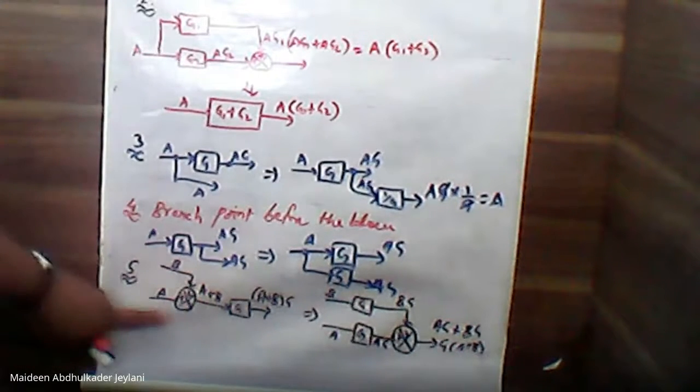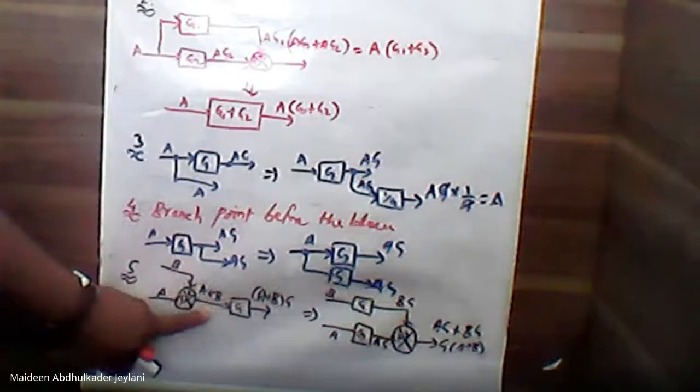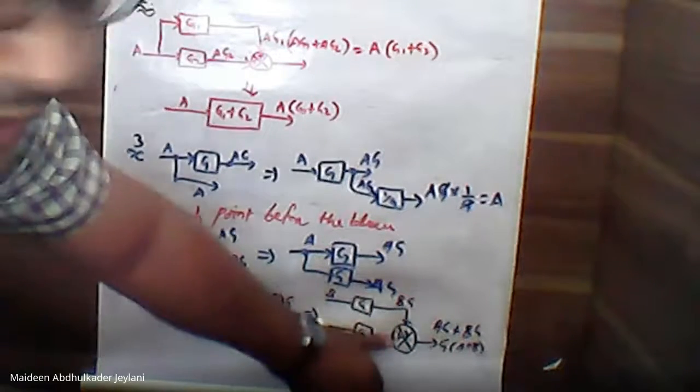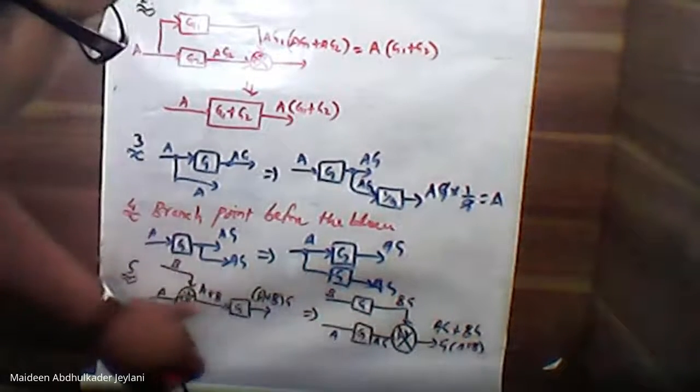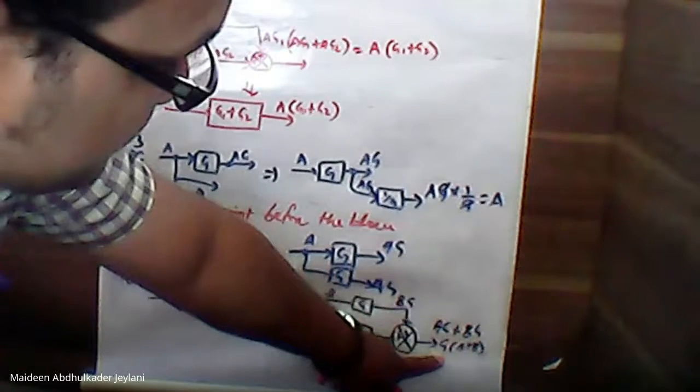Here we have two inputs, A and B. The output of the summing point is A plus B, which is given to the system. The output of this system is (A plus B) times G. When you move this summing point after the block, you have to multiply both the inputs by G. When you take the output of the system, the response should not change for both the systems. This is rule number 5.